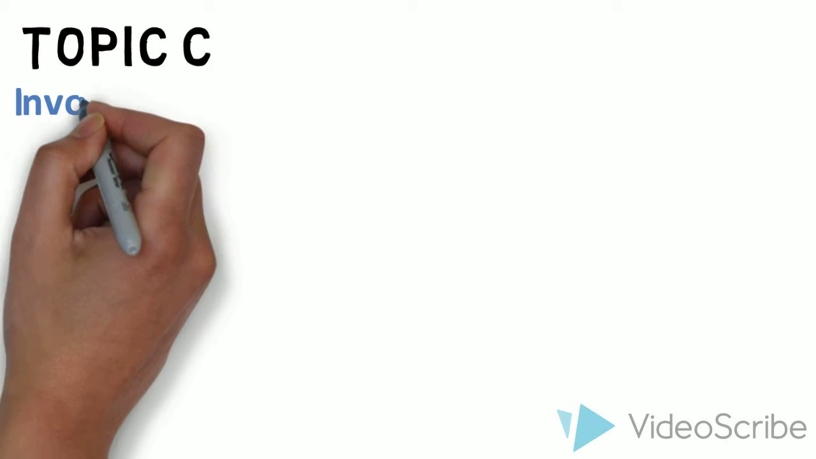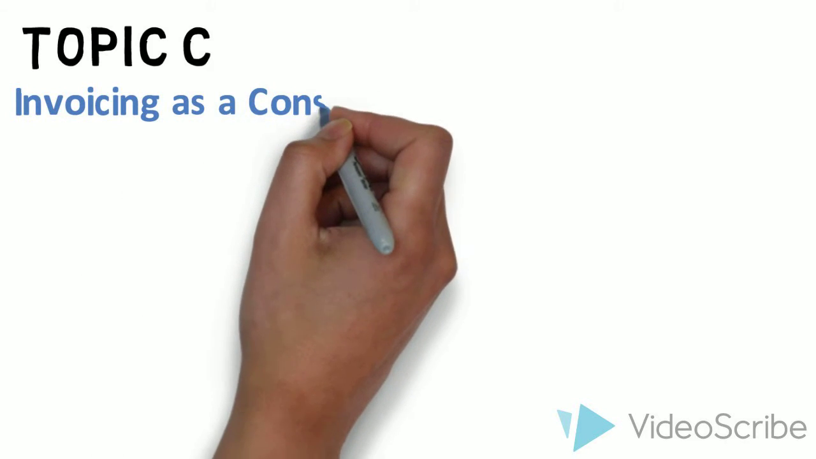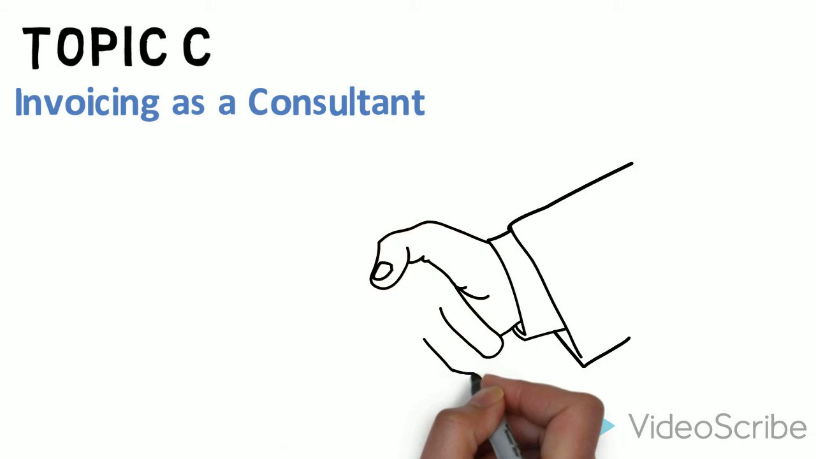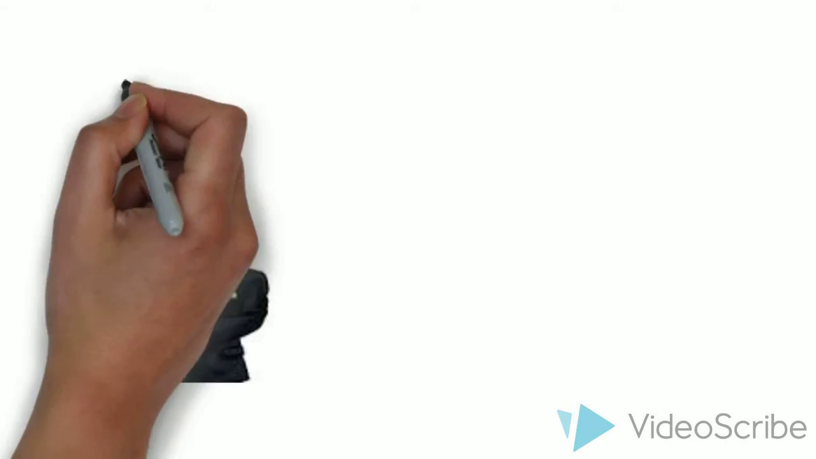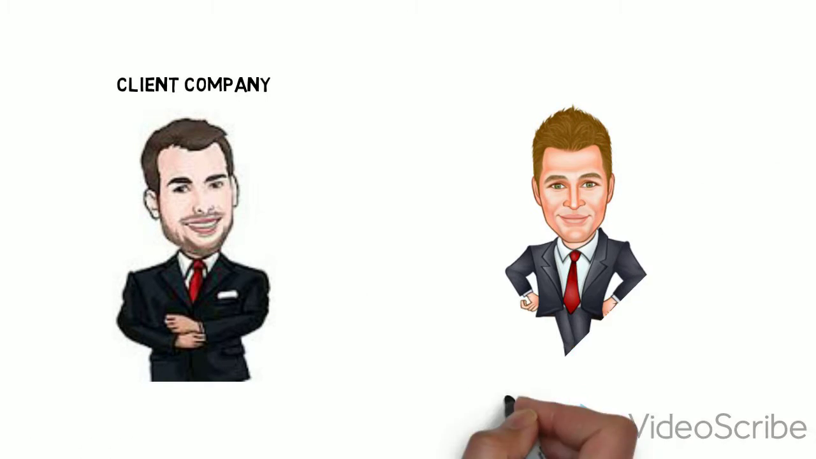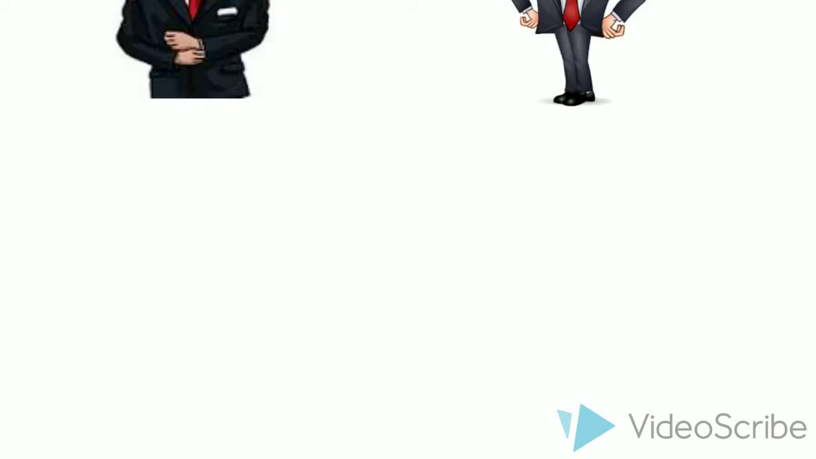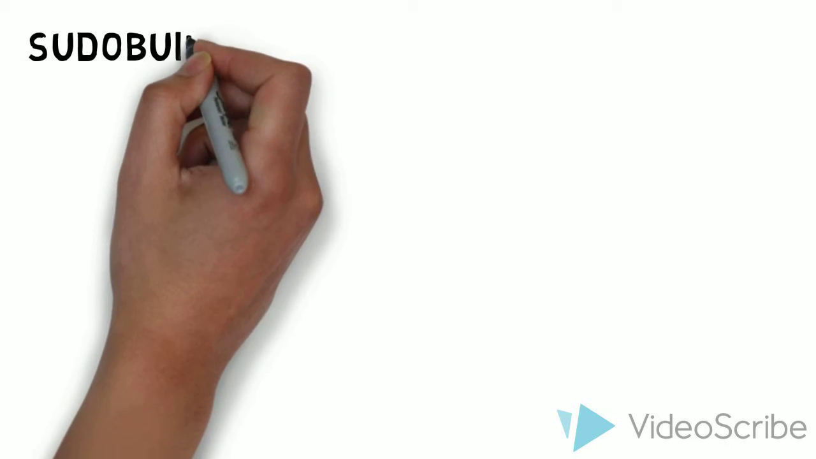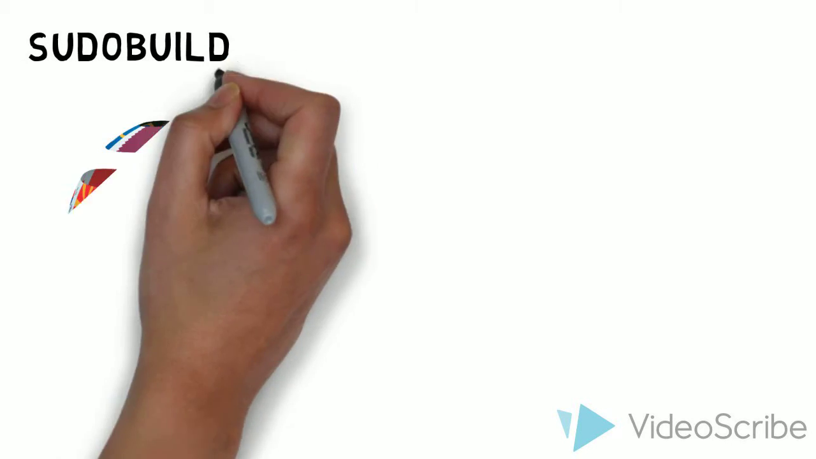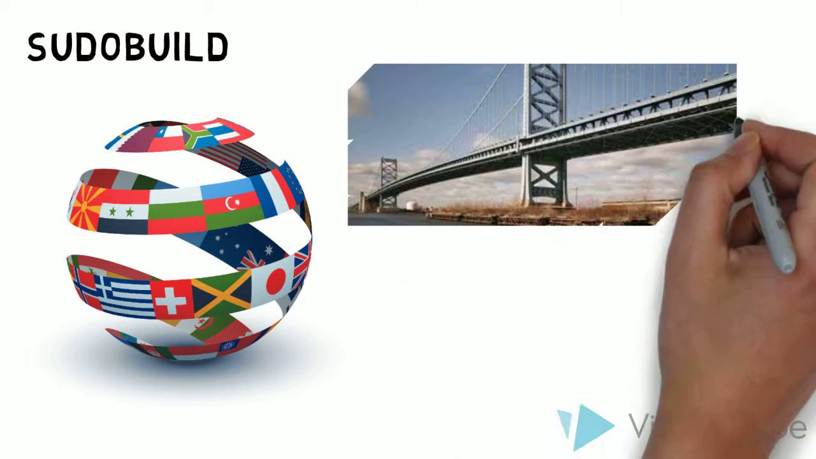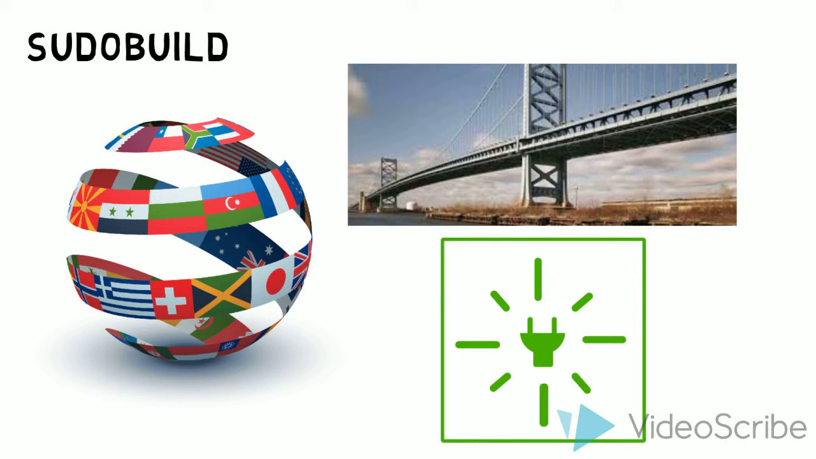The topic we chose is topic C, invoicing as a consultant. This topic involves 2 parties and the dilemma of a project manager. Here is our client company, and this is our project manager at Pseudobuild. Pseudobuild is an international engineering firm specializing in consulting for civil engineering projects. In this case, they've been hired by the client company to review designs for the development of a hydroelectric installation in a developing country meant to power hundreds of thousands of homes.